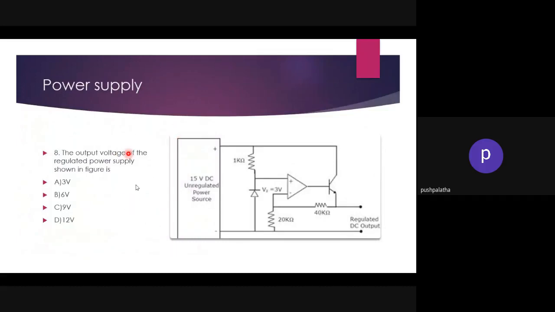Next, we'll go to the power supply. A similar kind of circuit here. The output voltage of the regulated power supply shown in the figure is asked. So they are asking what is the output voltage. We have seen a similar kind of circuit in the previous one, so I think you will be able to answer here. The options are 3 volt, 6 volt, 9 volt, and 12 volt.